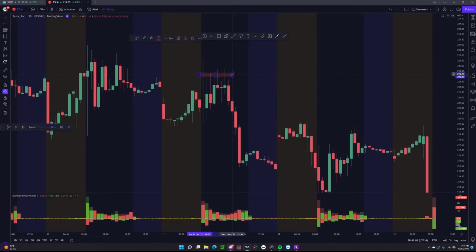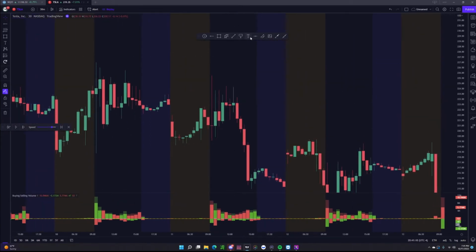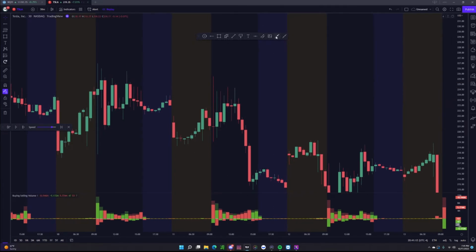When I'm drawing these zones, I'm going off the body of the candle. So as you see here, these are the wicks. Here's your wicks, and then you got your bodies, right?